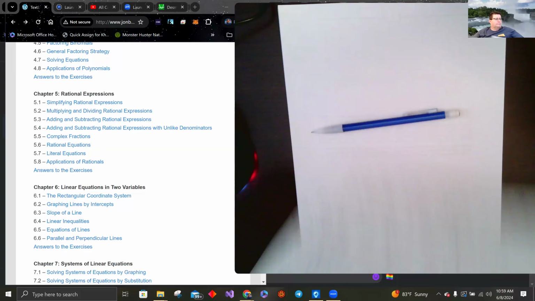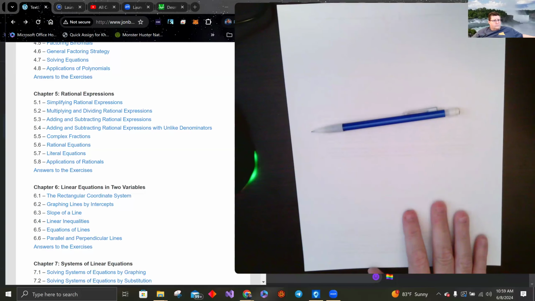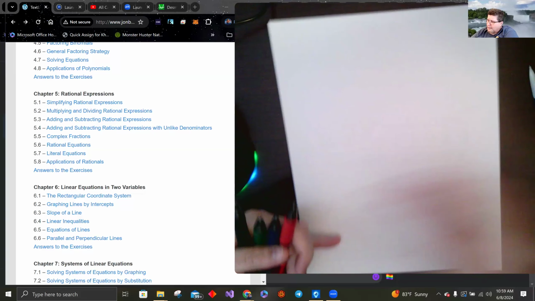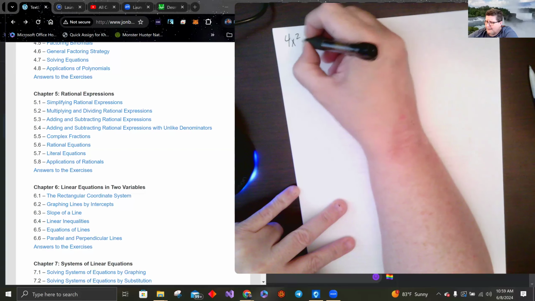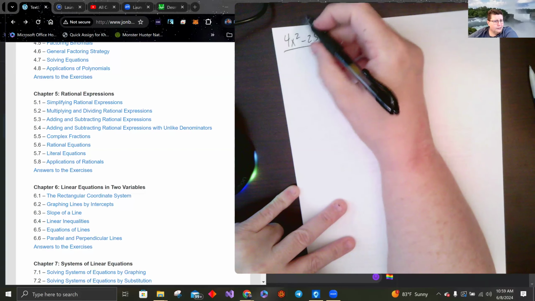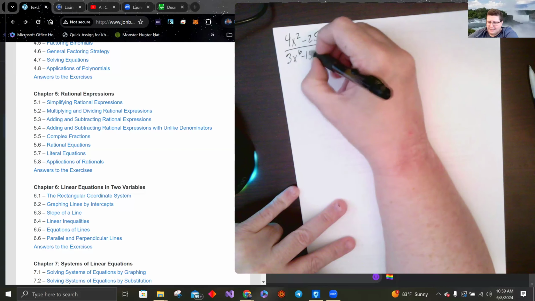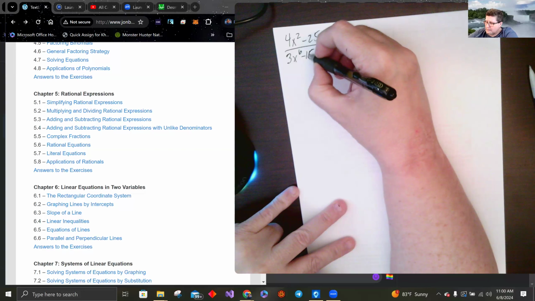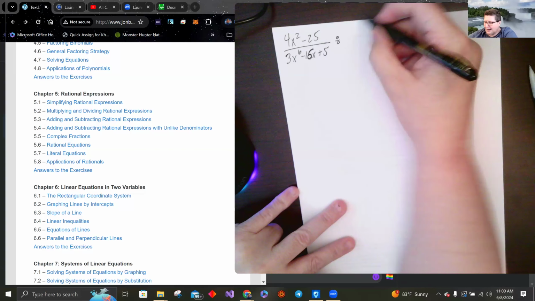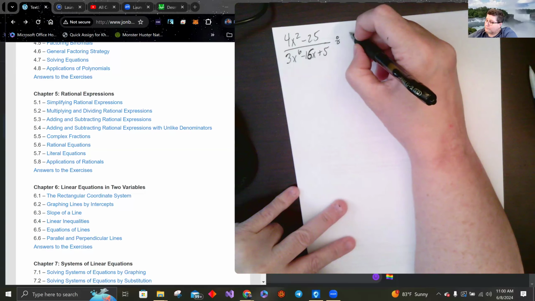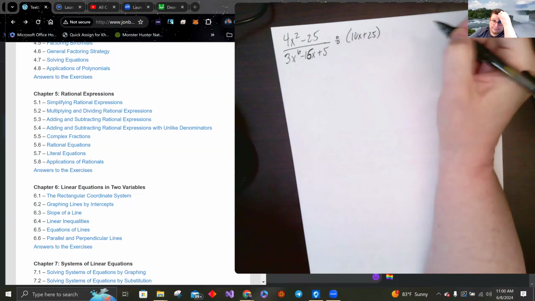Let's take a look at the next one. Let's do 4x squared minus 25 as the first numerator. And the denominator is 3x squared minus 16x plus 5. Divide that by 10x plus 25. No denominator.